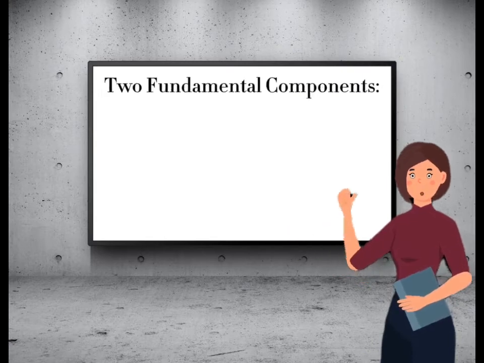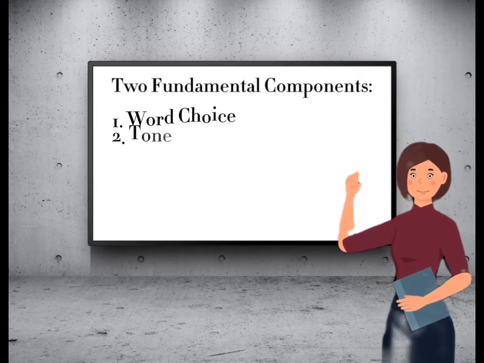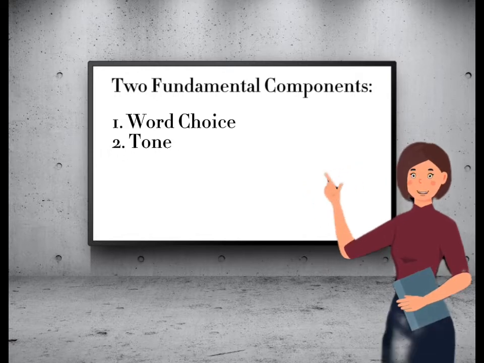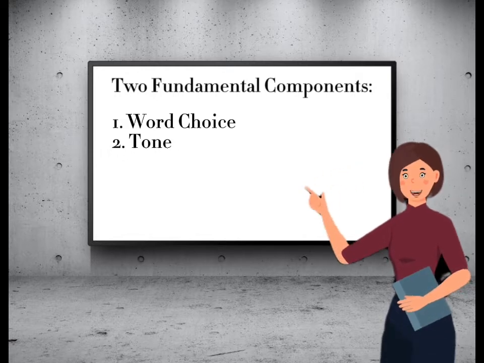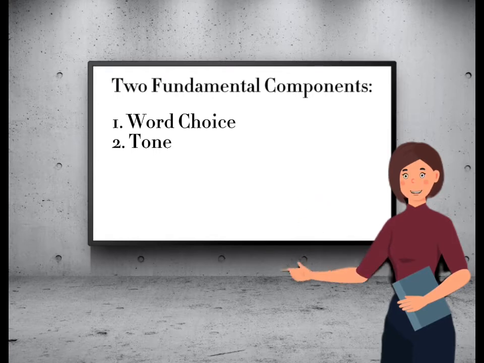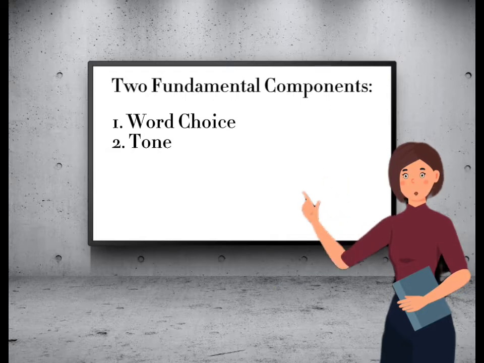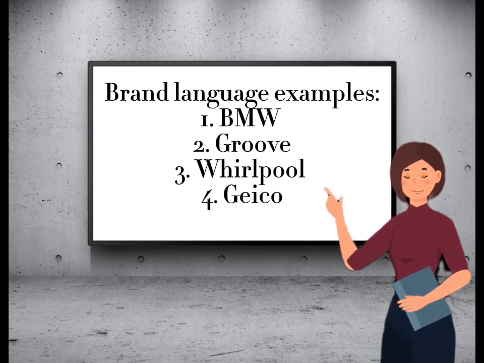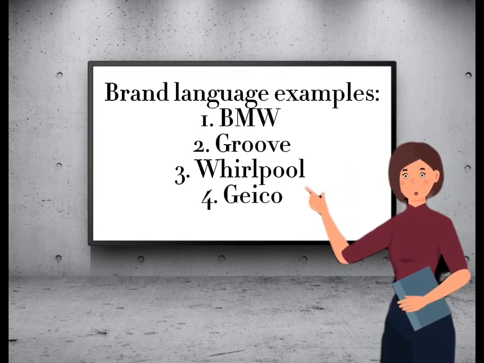There are two fundamental components of brand language. First, word choice refers to the vocabulary which is used in the marketing or advertising. Second is tone. It refers to the stance of the advertisement. Tone is not limited to language, as it can also be incorporated through visual elements. These are the brand language examples: BMW, Groove, Whirlpool, Geico.